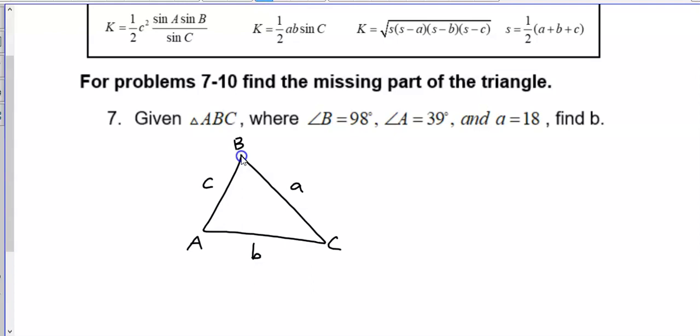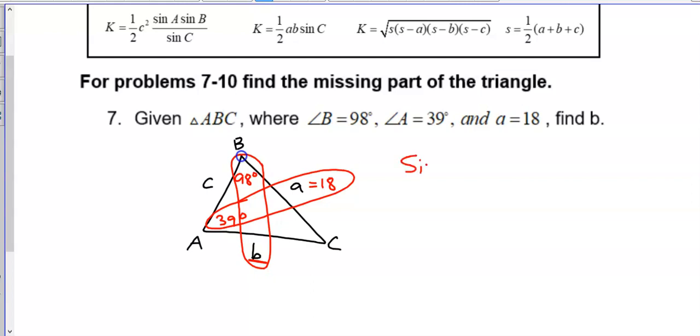And then we can fill in our missing information. So angle B is 98 degrees, and angle A is 39 degrees, and little a is 18, and we are supposed to find little b. So we are trying to find this side here. We always want to check and see if we can use law of sines. If we can, that's the best place to start. So we are looking to see if we have things that are across from each other. In this case, we have an angle and a side across from each other, and then we have an angle and the side we are looking for across from each other. So that's good news. That means we can use law of sines.